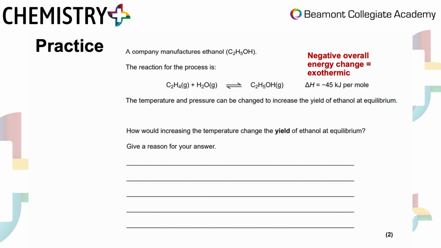The temperature and pressure can be changed to increase the yield of ethanol at equilibrium. How would increasing the temperature change the yield of ethanol at equilibrium? Give a reason for your answer. This is a 2-mark question. We're looking for 2 bullet points. Pause the video and have a go.